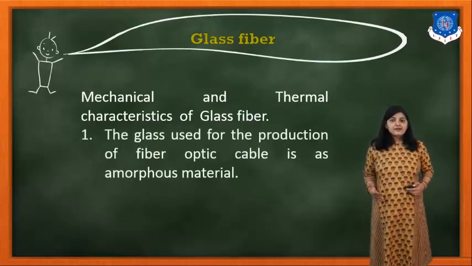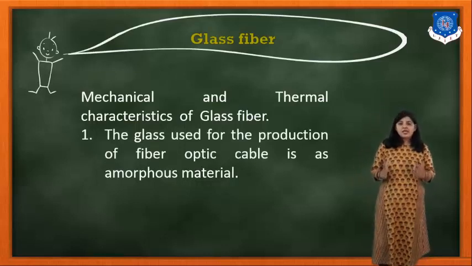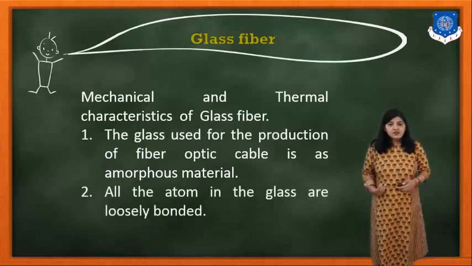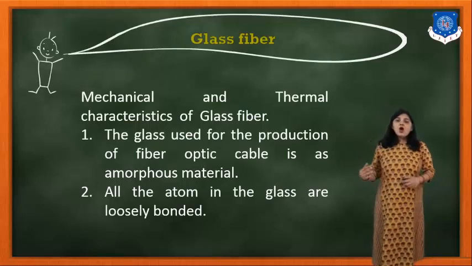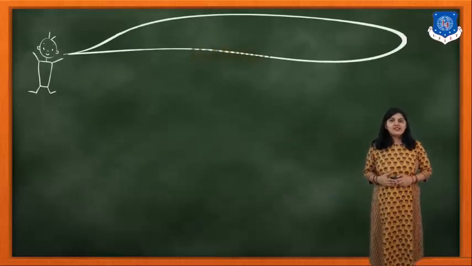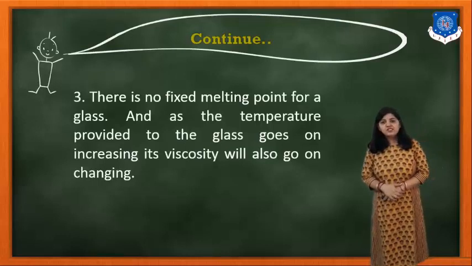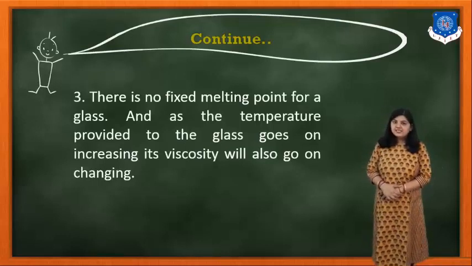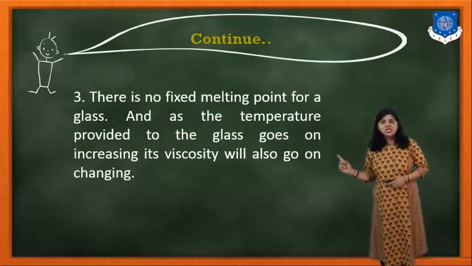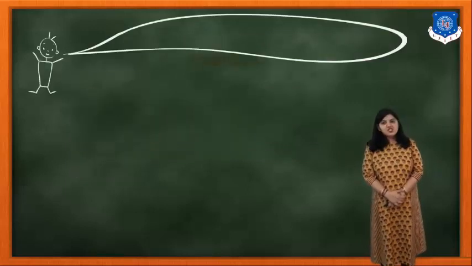First of all, the glass used for the production of the fiber optic cable is an amorphous material. This is the thing that we need to keep in mind. All the atoms in the glass are loosely bonded. There is no fixed melting point for a glass, and as the temperature provided to the glass goes on increasing, its viscosity will also go on changing.